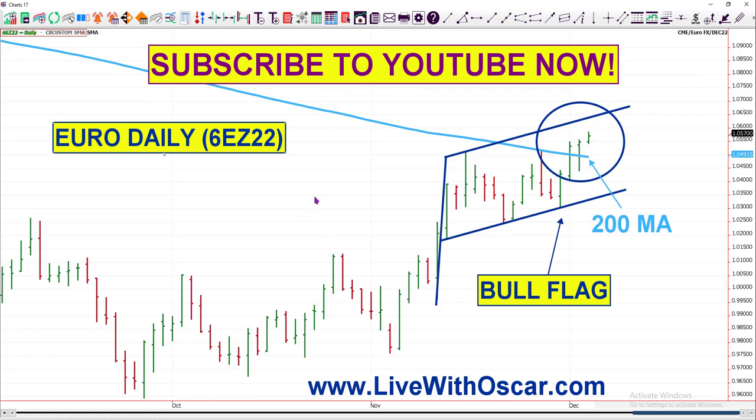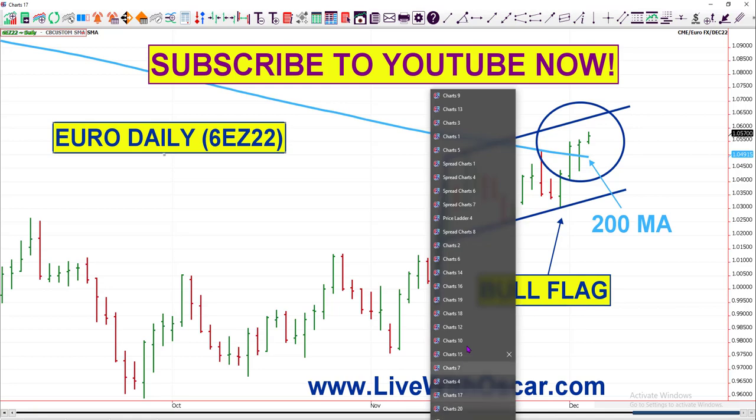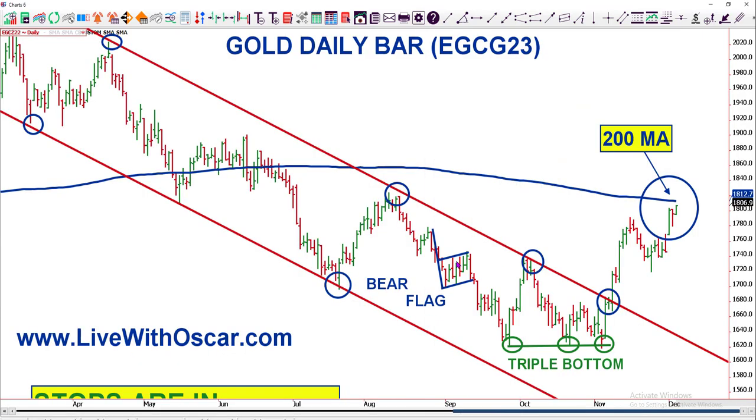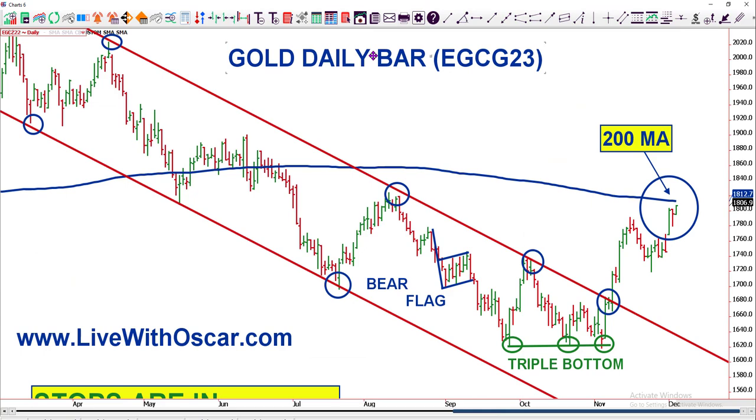Where else should we go with this? All right, so now we're going to go back and take a look at the gold chart, because gold is very important, and especially because of that US dollar. So the gold chart, boom. The dollar is forcing markets like gold to go higher.